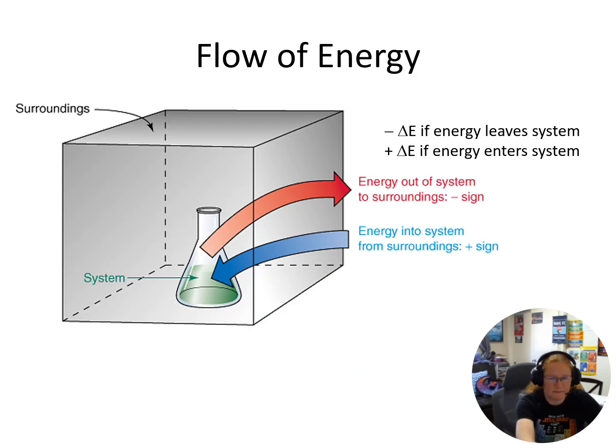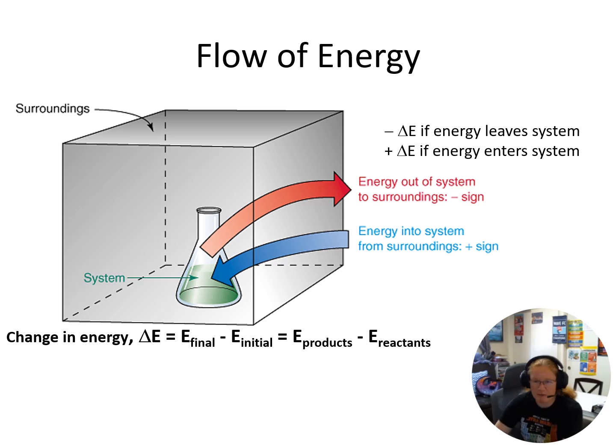Okay, so again, you can think of the box in this picture as kind of like if you work in a fume hood, it is kind of like your fume hood. All right, and so if energy leaves the system, it gets a negative, and if energy enters the system, it gets a positive.